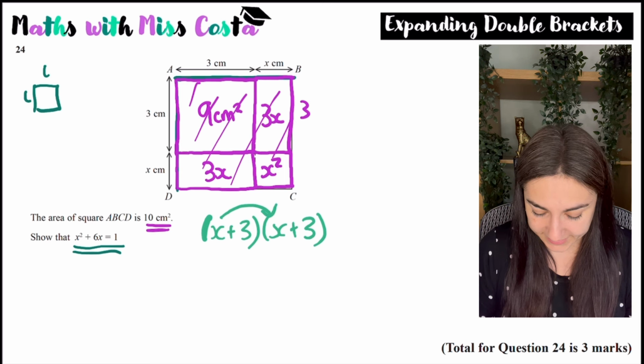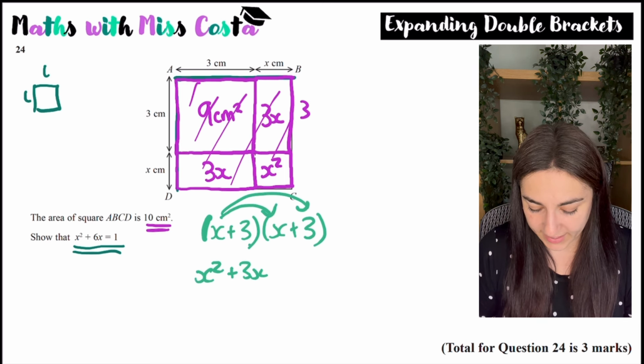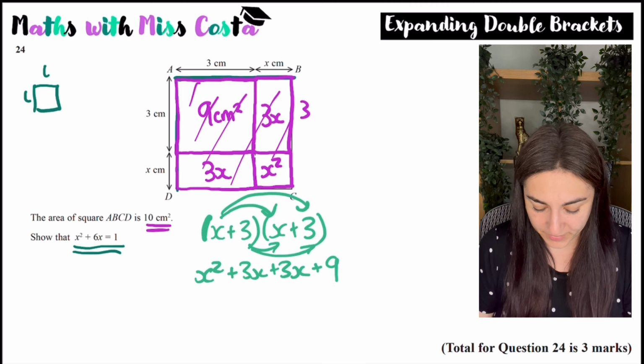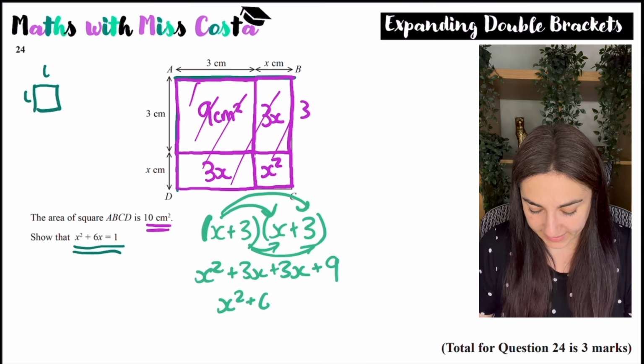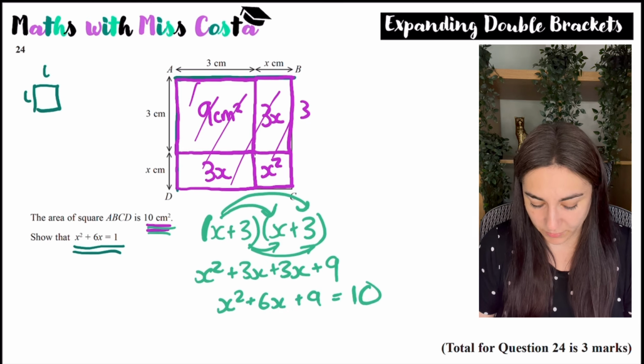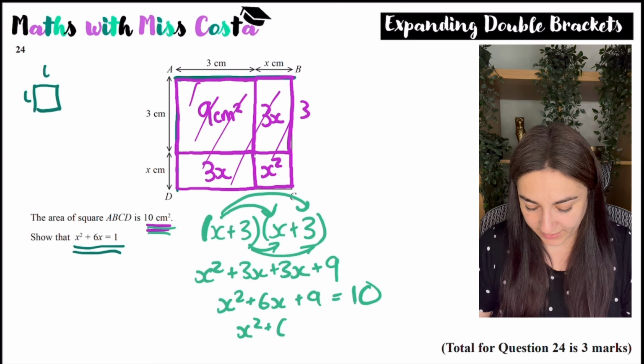So I would have done x times x is x squared, x times 3 is 3x, 3 times x is 3x, and 3 times 3 is 9. I would have then simplified it again, just like I did before, made it equal to 10 because that is what the area is, and rearranged it to get 1.